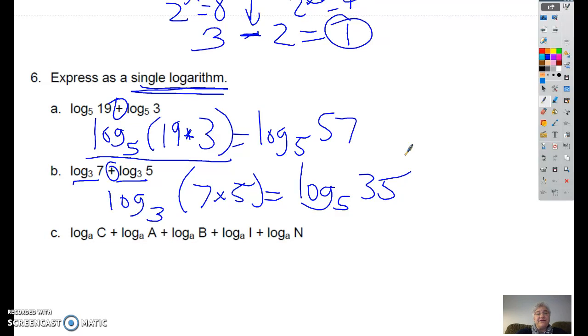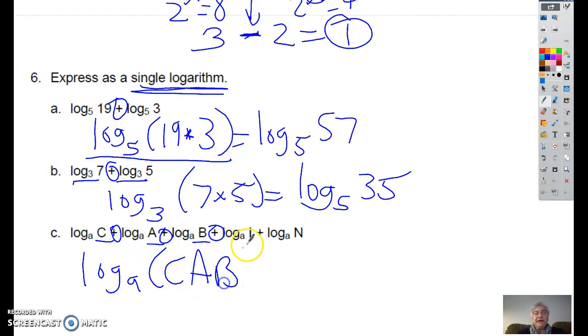Last one is just kind of a fun one. Remember, every time I have addition, I change it to multiplication. So log base A written one time of C times A times B times I times N. Log base A of cabin, log cabin, ha ha ha.